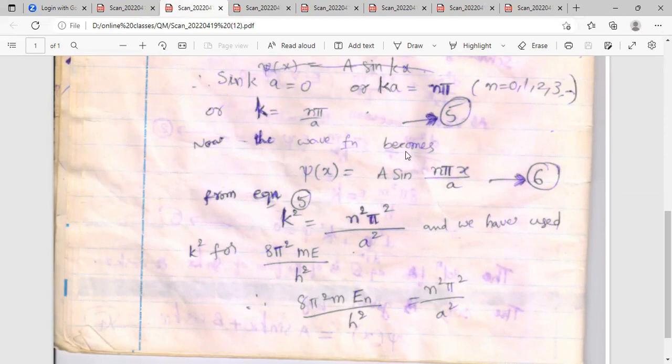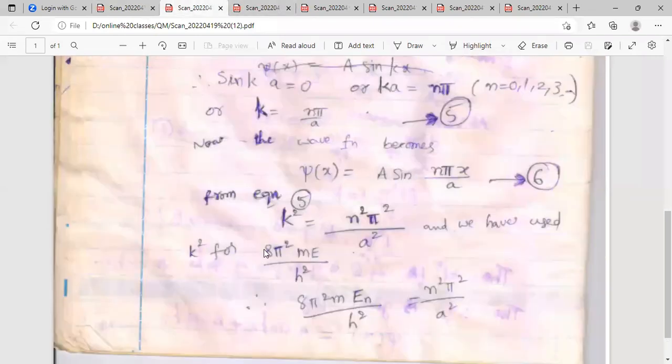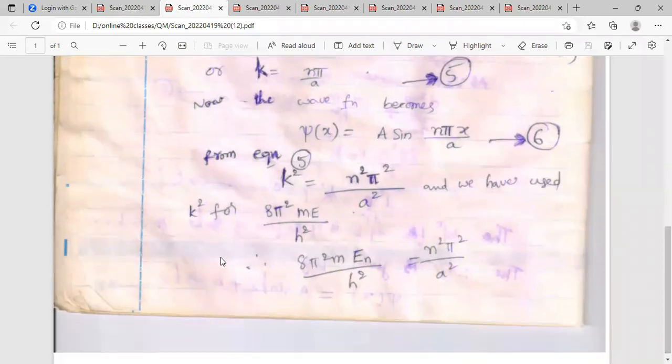From this equation, k is equal to n pi by a. k square is equal to n square pi square by a square. We have used k square for 8 pi square m E by h square. So, you equate both: k square is equal to n square pi square by a square, which is equal to the earlier assumption 8 pi square m E by h square.